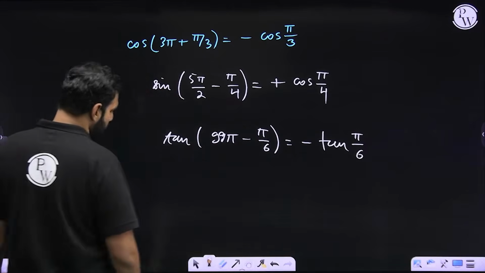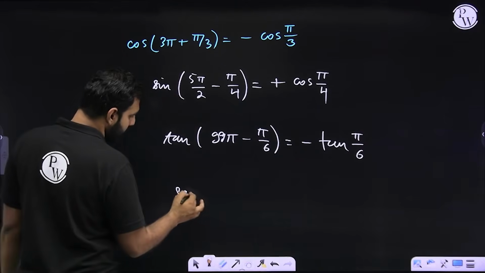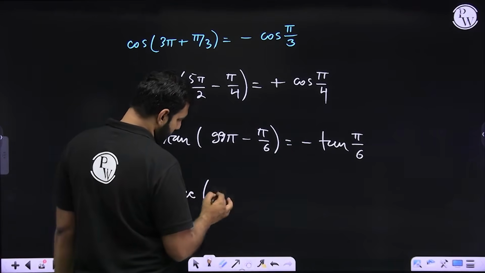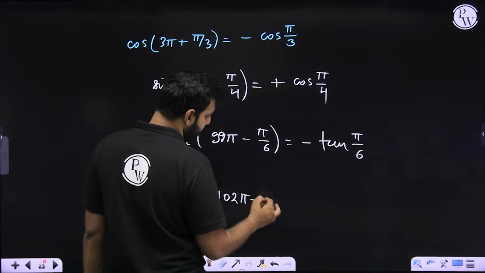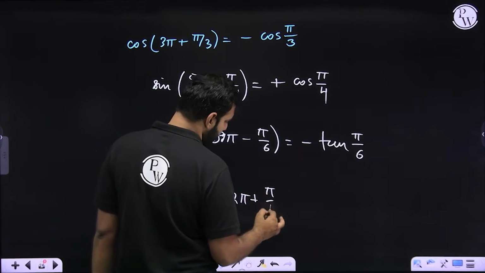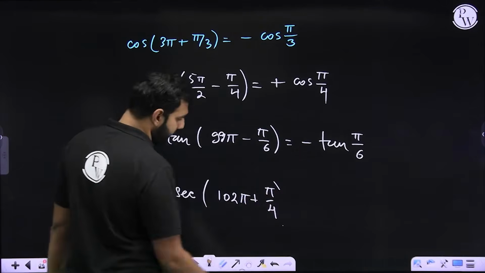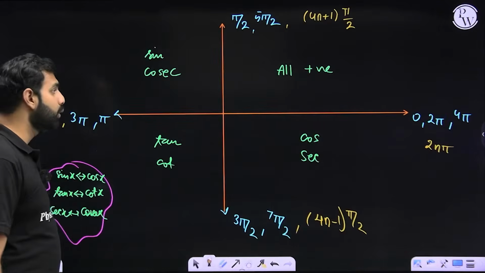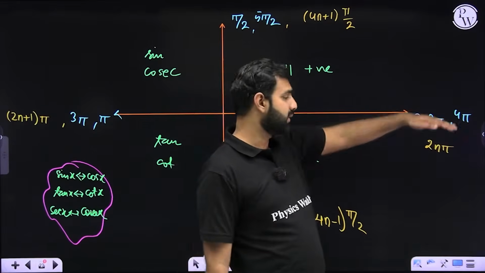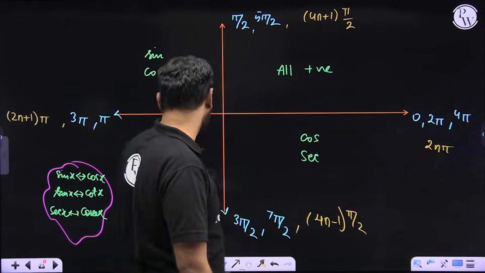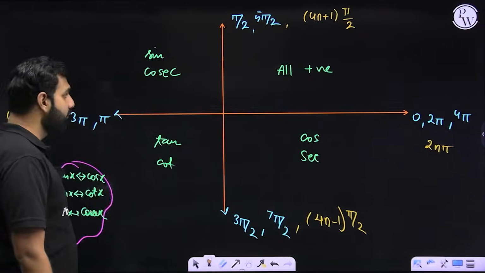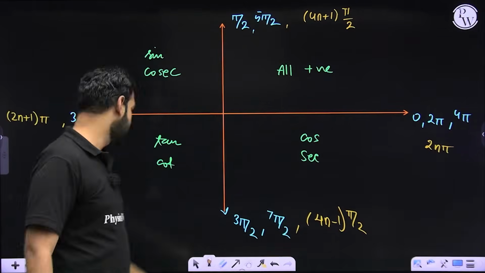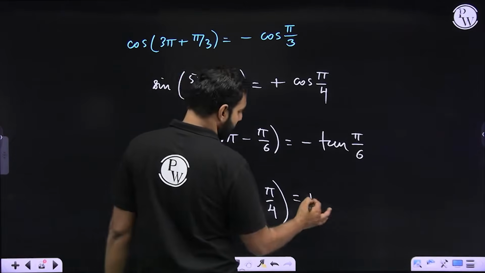Similarly, let's take one more example. Let's say I take sec of any angle. Let's say I'm taking 102 pi plus, let's say, pi by 4. Now, what do we see from here? 102 pi is an even multiple of pi, which means I'm placed here. Plus pi by 4 means what? From here, I'm moving to the first quadrant. The best advantage of having the first quadrant is all are positive. So I need not bother about the sign. The sign will be positive.